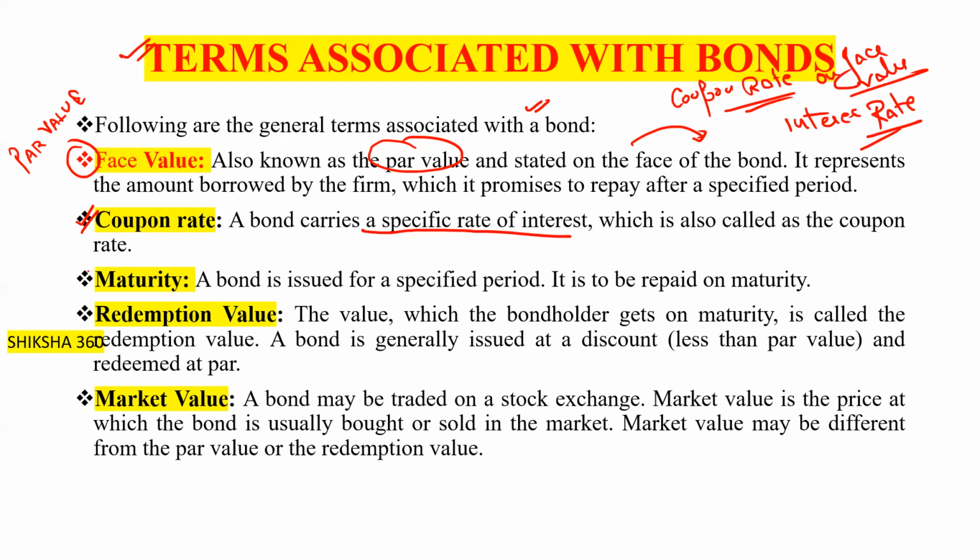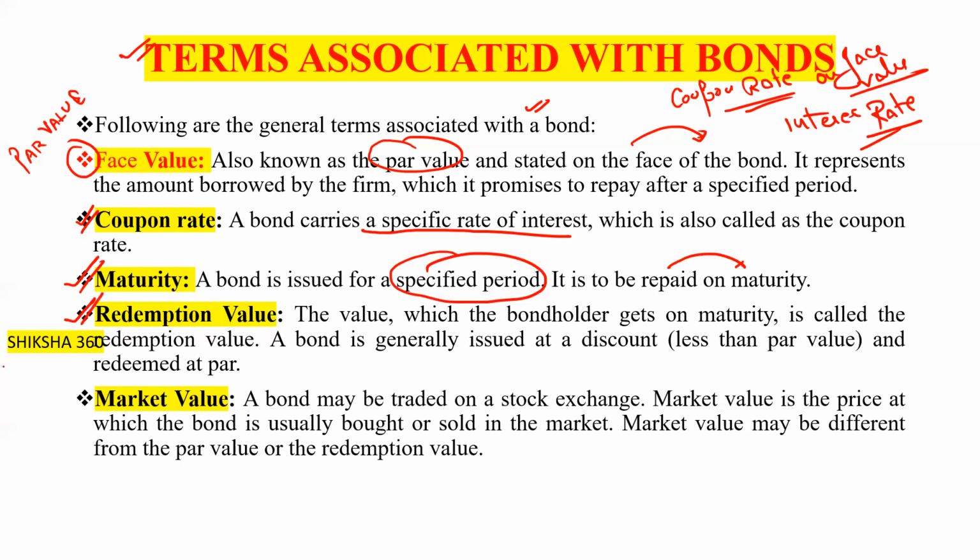Now the next one is the maturity of the bond. Like we can say there is a fixed deposit of 5 years or 4 years, similarly there are bonds of a specific tenure. A bond is issued for a specified period and it is to be repaid on maturity.